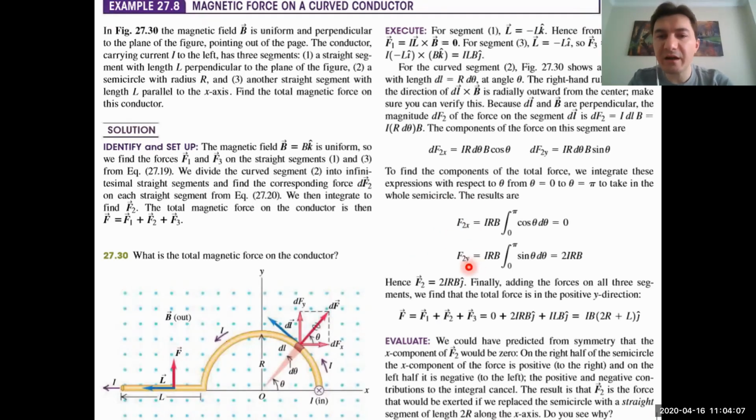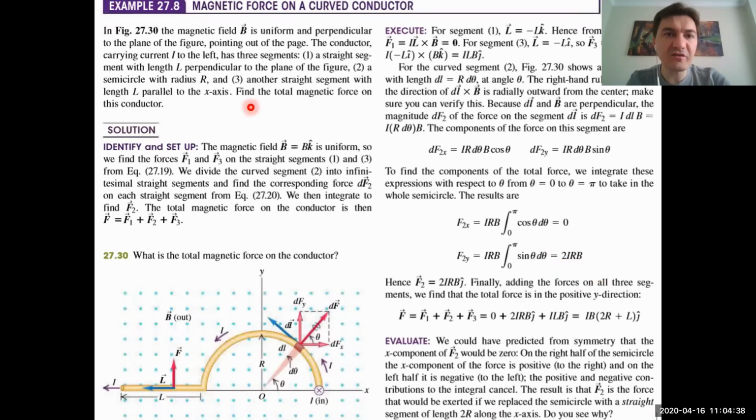So let's calculate the y component. Here we have I R B, they are constants, put them to the left side, and the integral limits for theta are from 0 to pi, and then sine theta d theta. If you take this integral, you will get minus cosine theta. And here we have cosine pi, here we have cosine 0. Put them into the solution of the integral. Then finally, we will get that expression, 2IRB.